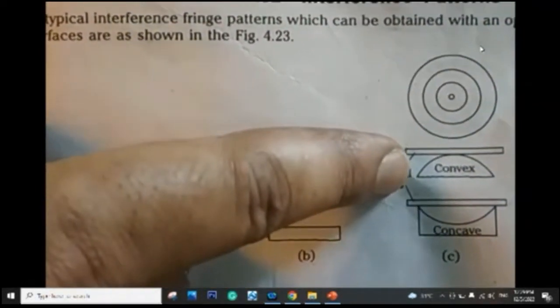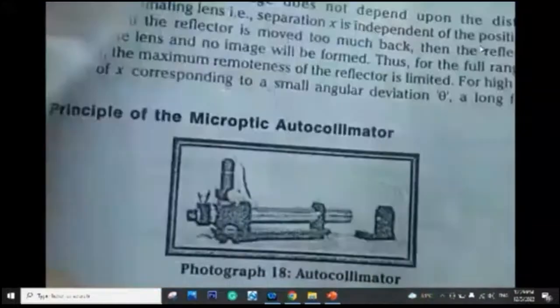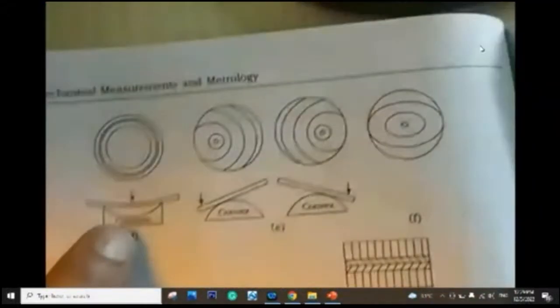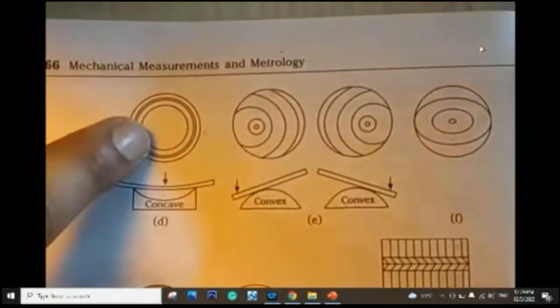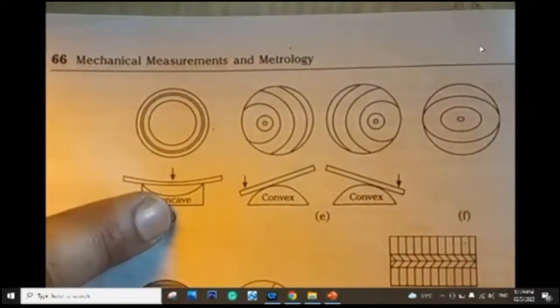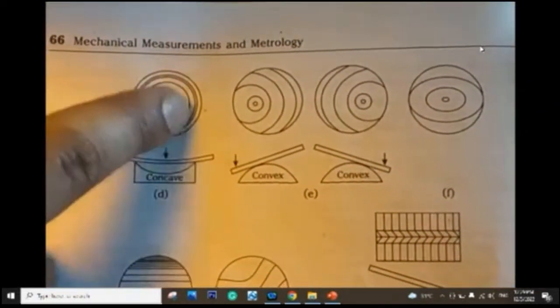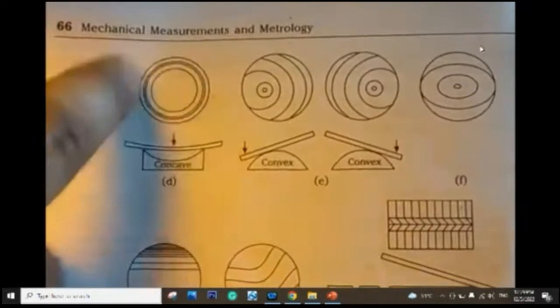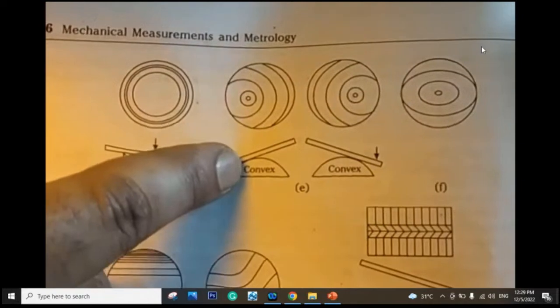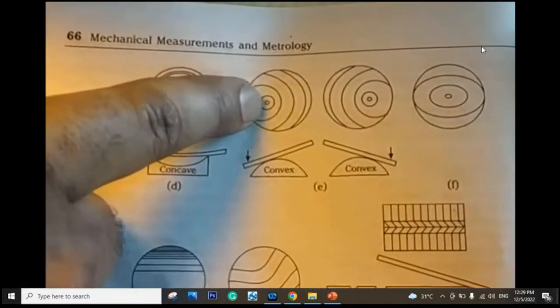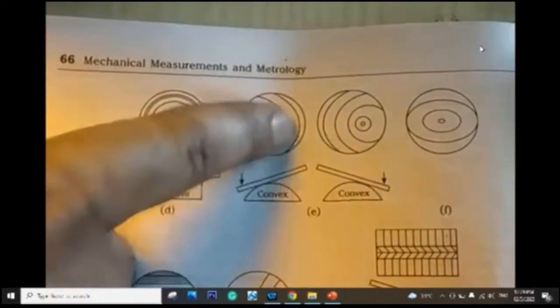You see, in the concave, at the center there is no contact between the two surfaces. A bright band will be seen, afterwards followed by dark circles. So this is the convex, where at the center it will have a contact. It will be a dark band followed by circular dark bands. So convex and concave.